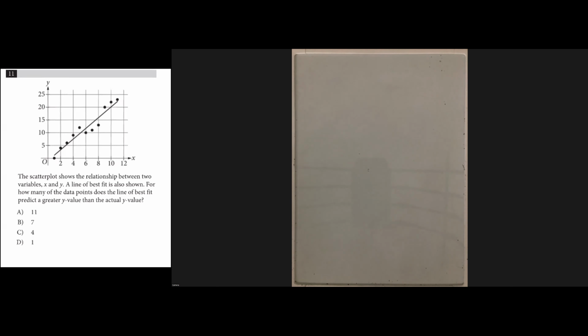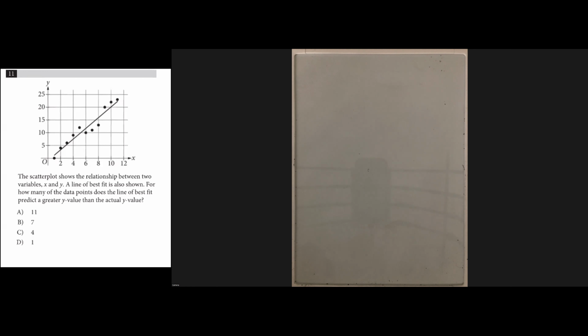Okay, so for this one, it's saying that there's a scatter plot that shows a relationship between two variables, and it gives us a line of best fit. And it asks, how many data points does the line of best fit predict a greater y value than the actual y value? Basically, what that means is how many of the points are below the line of best fit.